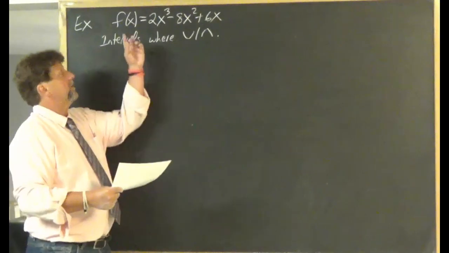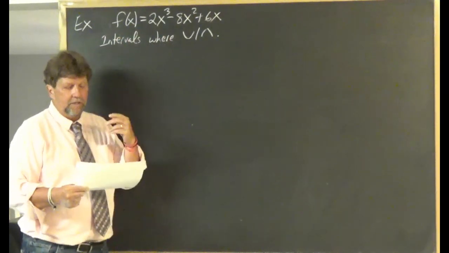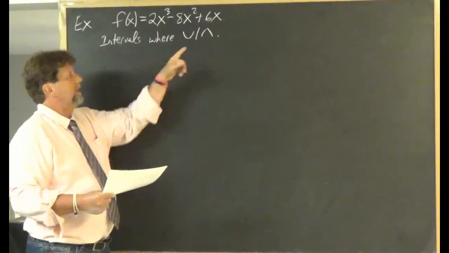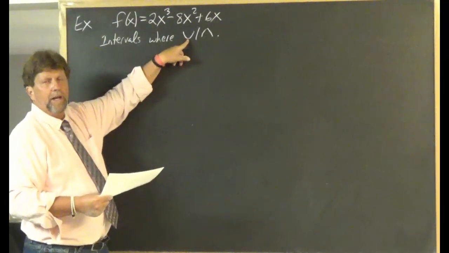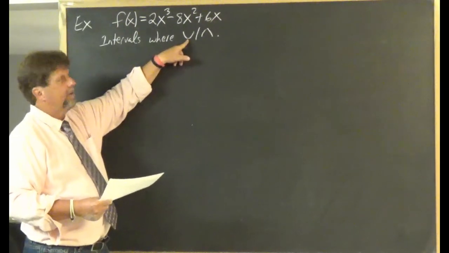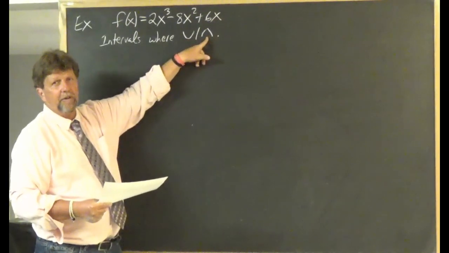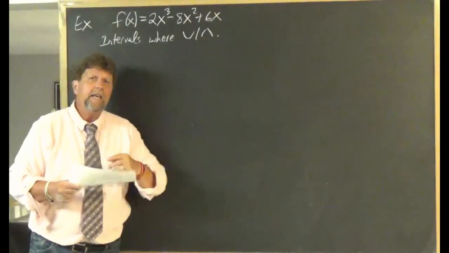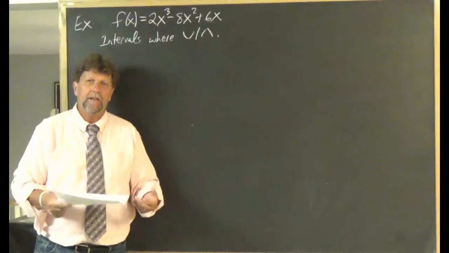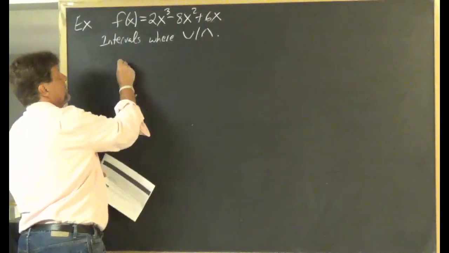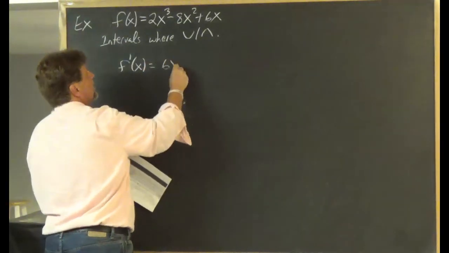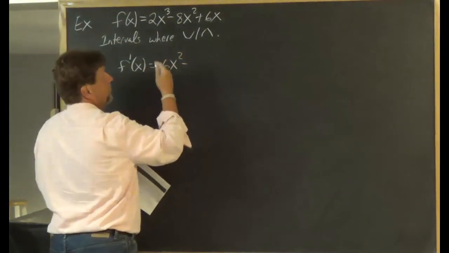So in this example, you're given this function and you are asked to determine intervals where the graph of the function is concave up. That's my shorthand symbol for concave up. And where it is concave down. That's my shorthand symbol for concave down. The key to finding intervals of concavity is to get the second derivative. For the function, we can't get the second derivative without first computing the first derivative.